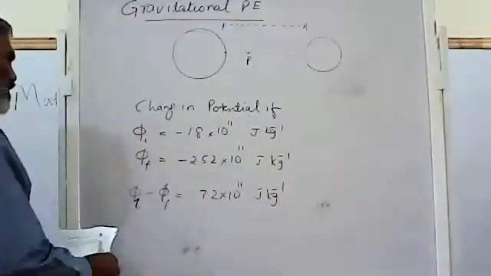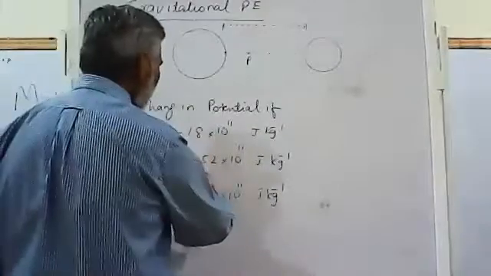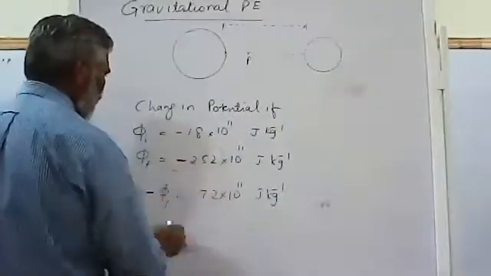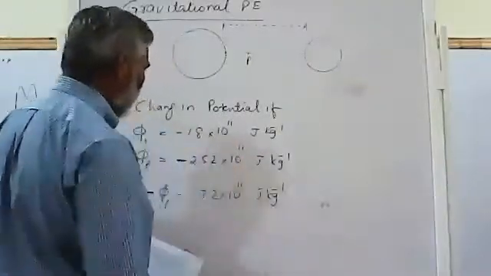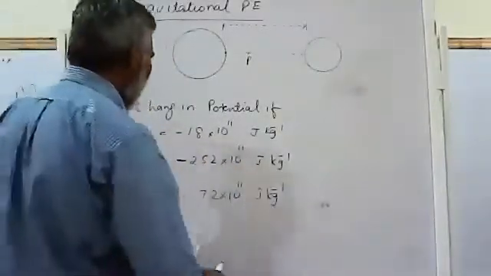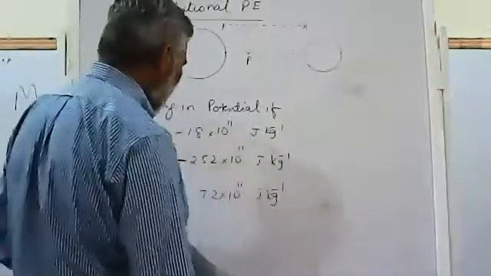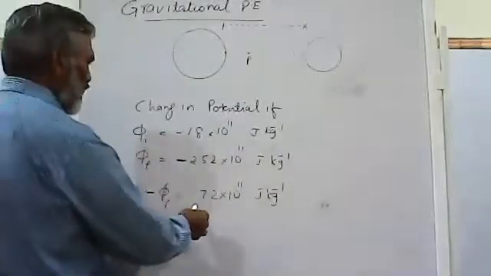If I take this as initial and this as final, this minus sign will make this positive. So these two values, this will become a positive number. So ultimately, this is the result that I have. So the change in potential is this.